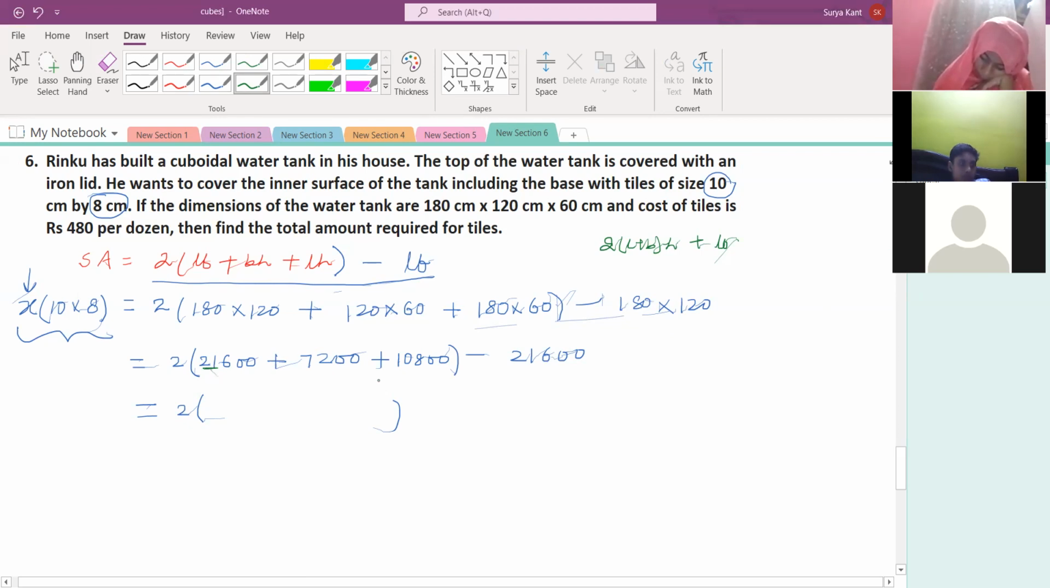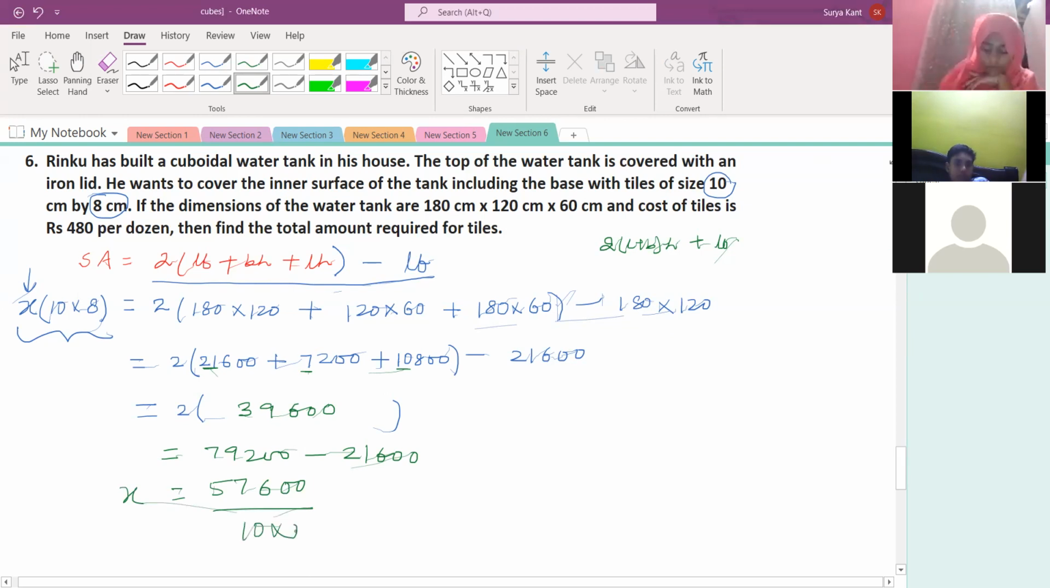Here 21 and 10, 31, 31 and 7, 38, 38 and 1, 39, 39,600 will come here. 80,000 minus 800, 79,200 minus 21600. Sir, is it 57600? Yes. This is x, and you divide by 10 into 8. Now you can try what the answer is.